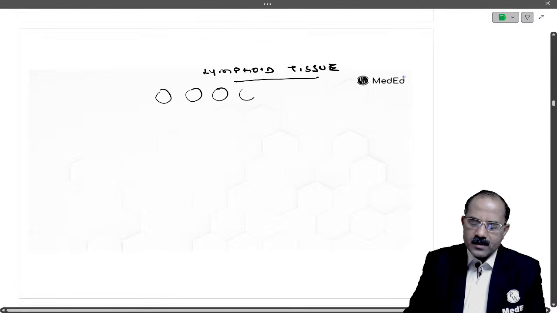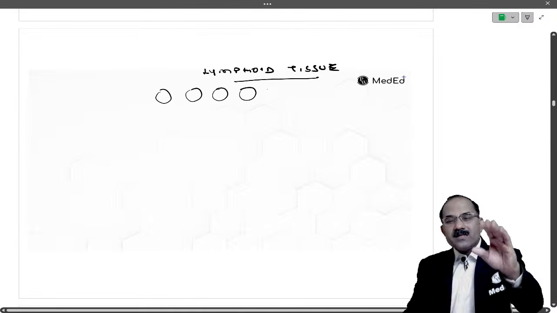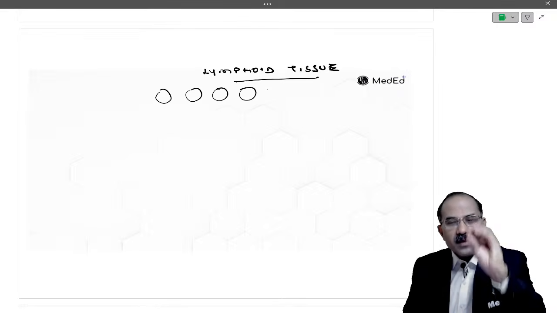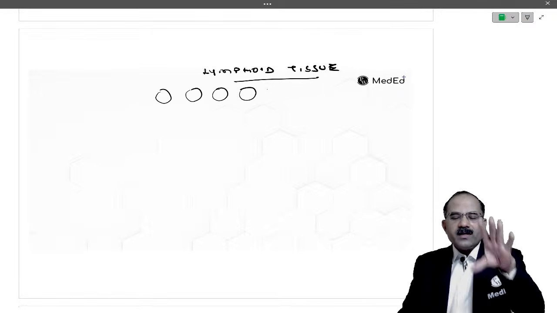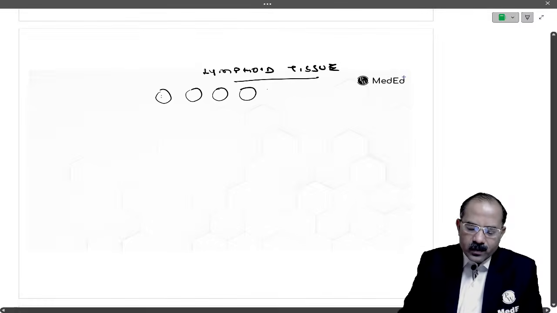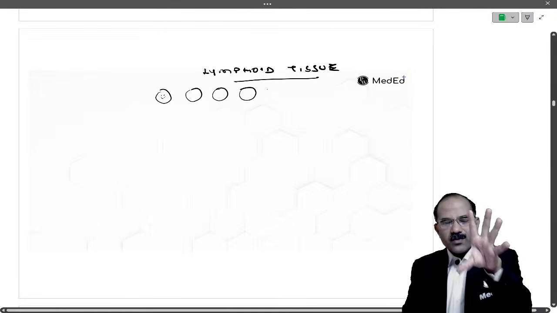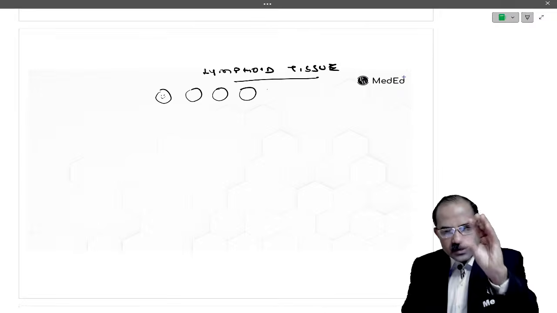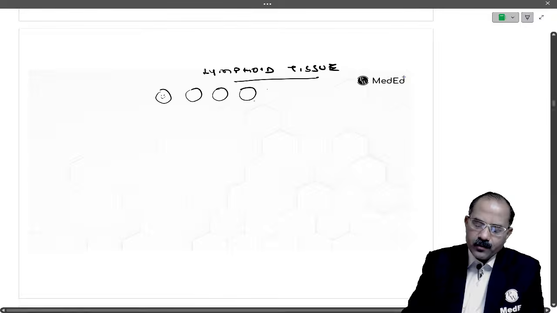What do you call these? Lymphoid follicles. And these lymphoid follicles are lightly stained in the center. What is that known as? Germinal center. So that's a lymphoid follicle or lymphatic nodule with a germinal center in the middle.